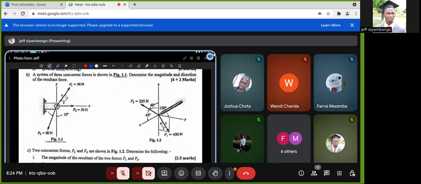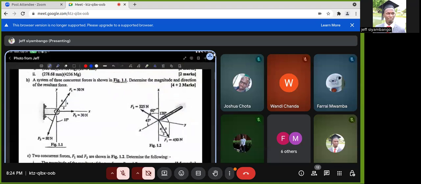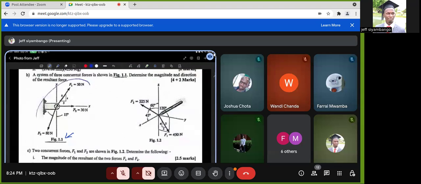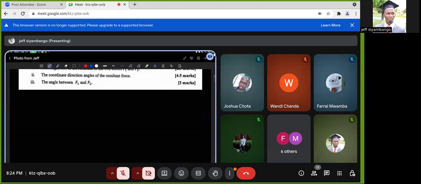So what is happening in question 1B? We are looking at a system of three concurrent forces, shown for example in 1.1. Determine the magnitude and direction of the resultant. For this one, this is basic first year physics where you're given vectors. If you recall from there, the easiest way to approach these is using components, as in just creating a simple table.